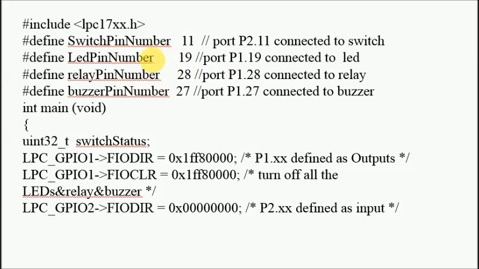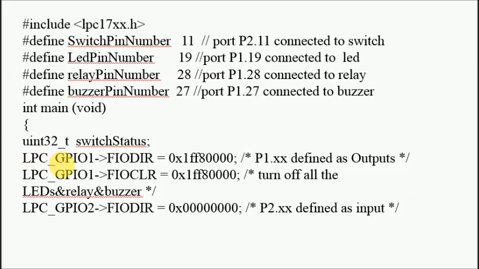Now after that, a very simple case: you can see the LED, relay and buzzer are all connected to port 1. So these pins should be defined as output. To configure these pins as output pins, we have to write 1 to the direction register.